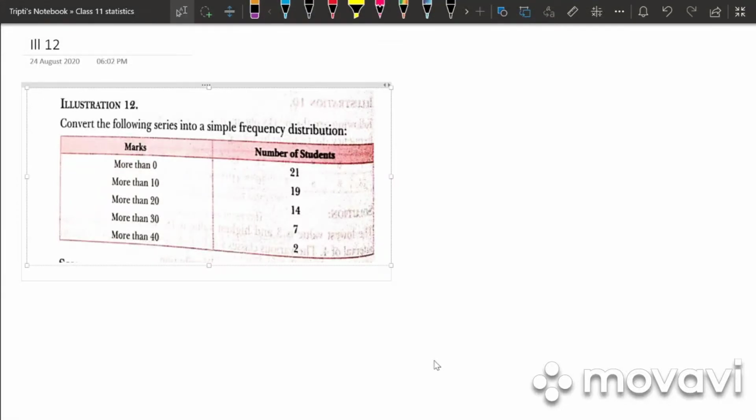Good morning, students. Today is the last class of our third chapter, that is, organization of data. So, let's go on to illustration 12. Convert the following series into a simple frequency distribution.